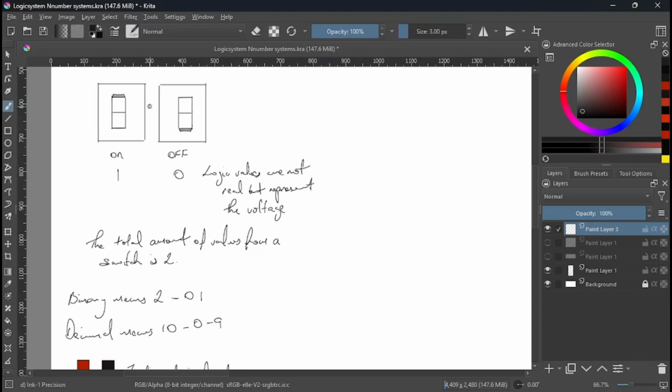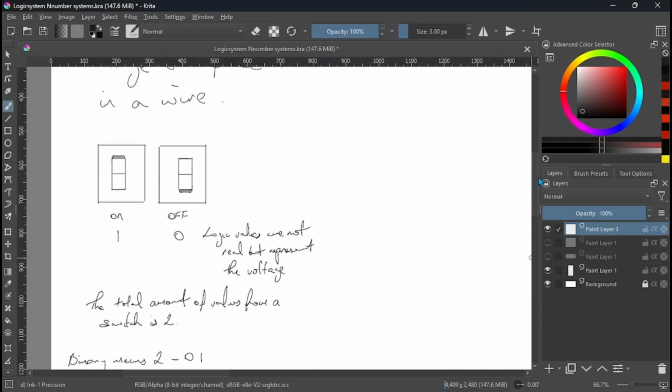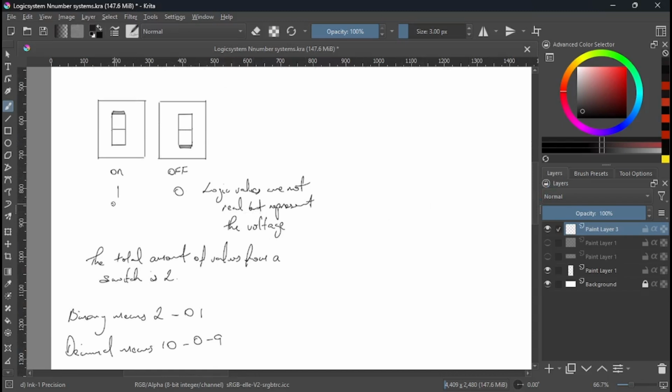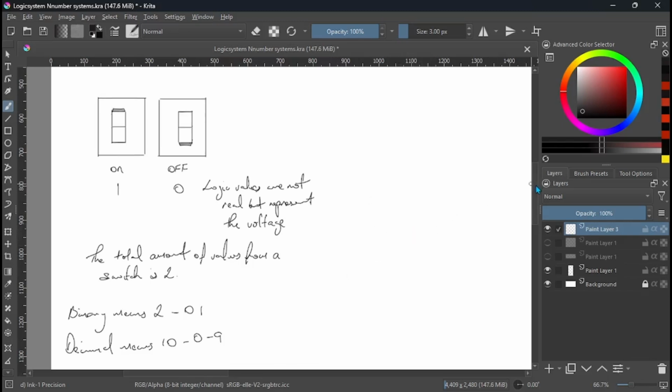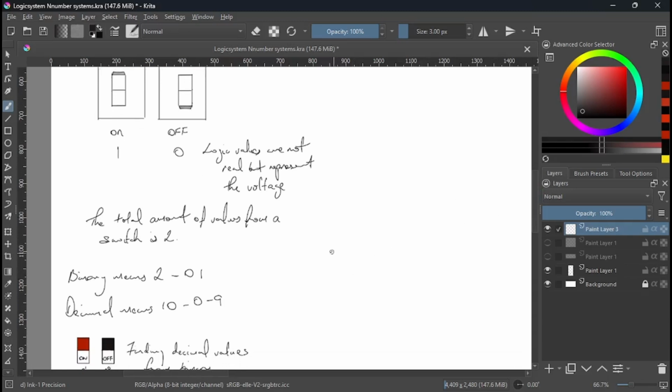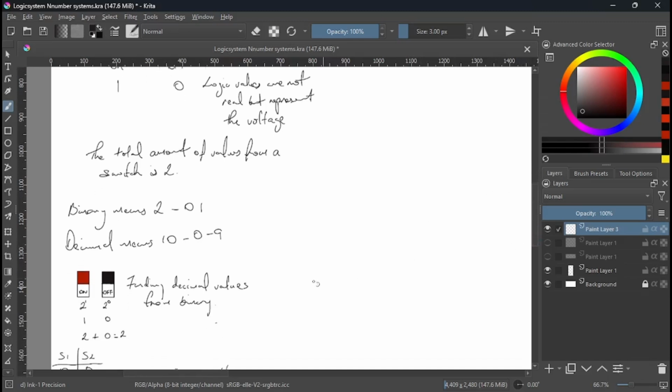When a light switch is on, it could be represented as a 1, and when it's off, it could be represented as a 0. So it's very simple. Light switch on, 1; light switch off, 0. So the total number of values from a switch is 2: 1 and 0, or you could say 0 and 1. Binary means 2, and the two numbers you're dealing with are 0 and 1.